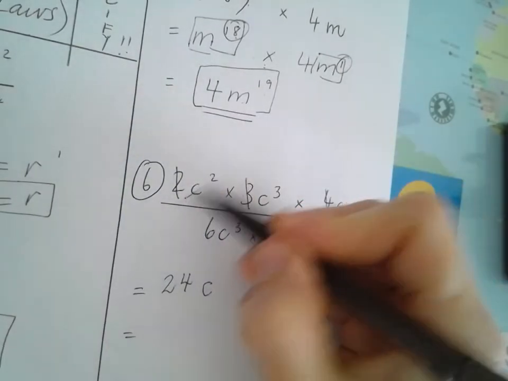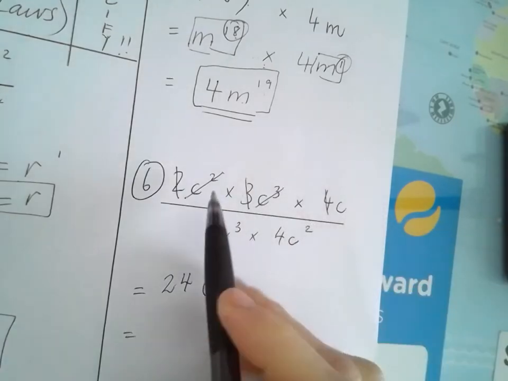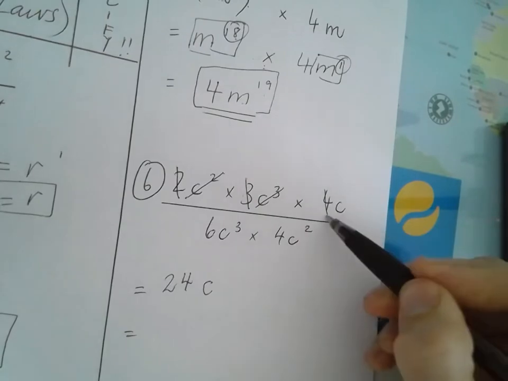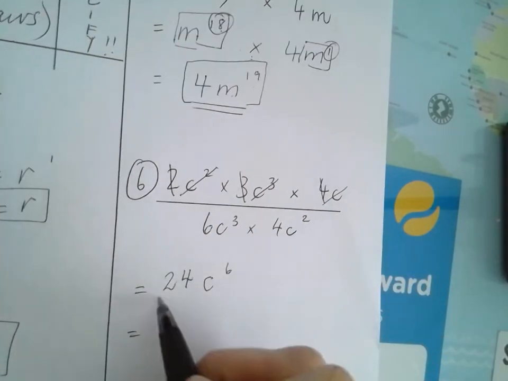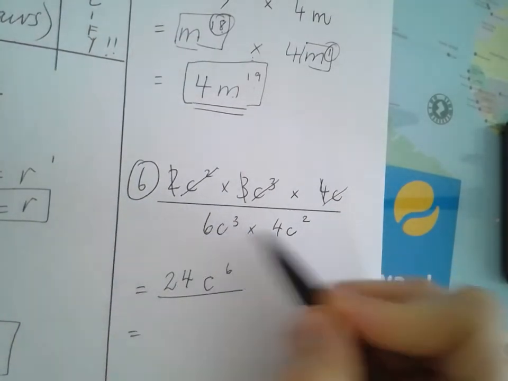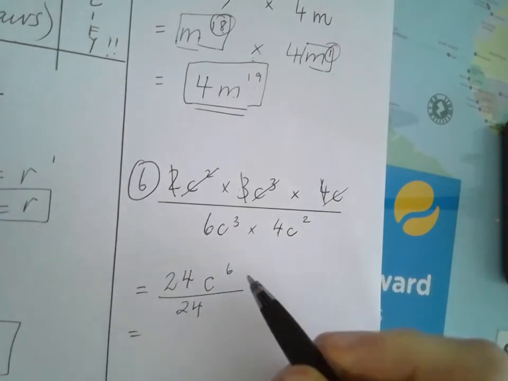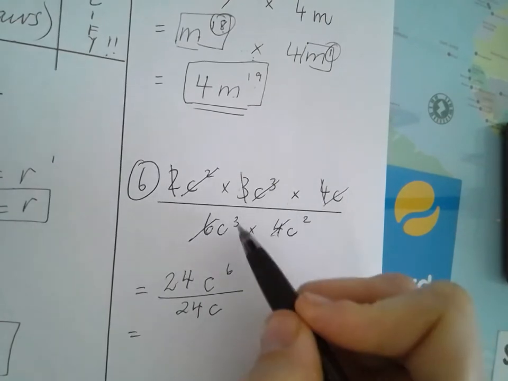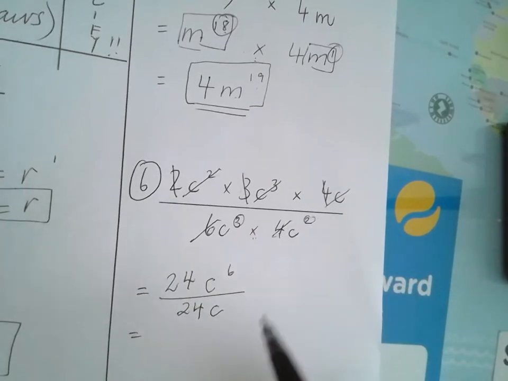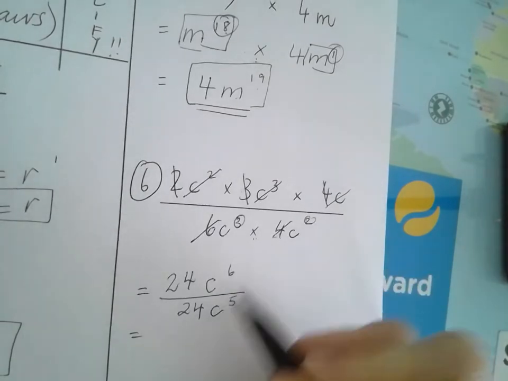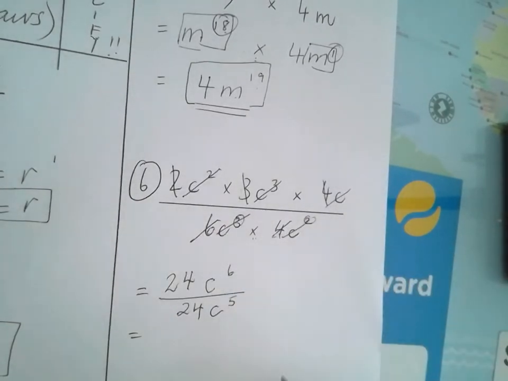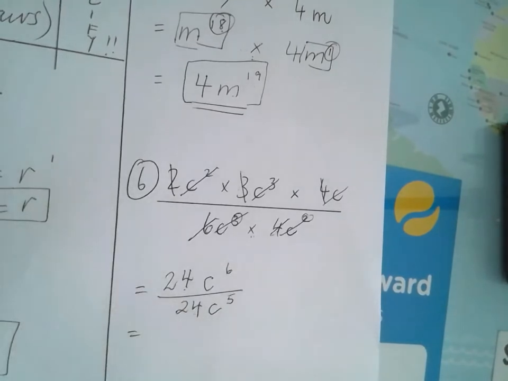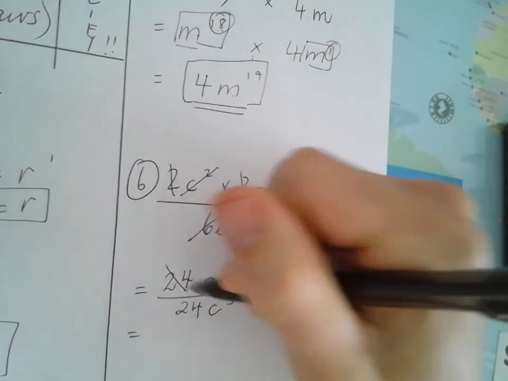So C, 2 and 3, 2 plus 3 is 5 because it's index law 1, 2 plus 3 is 5, plus another one is 6, divided by 6 4s are 24. C is our base, keep the base, add the powers because it's a multiply, index law 1. 3 and 2 is 5. Okay, now I have 24 and 24 on the top and bottom. They're our coefficients. 24 divided by 24 is 1.